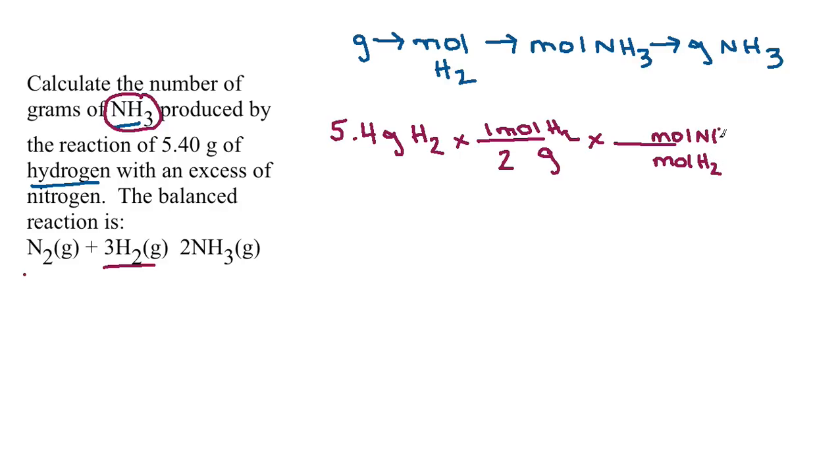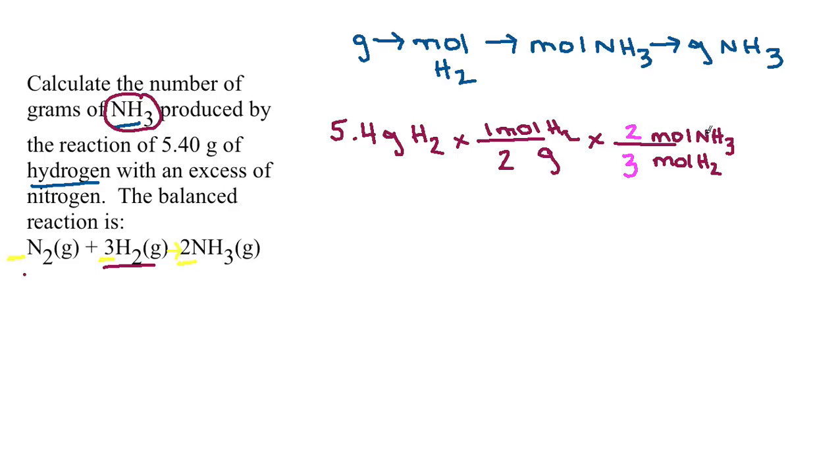And now my mole to mole ratio. Now this is why your balanced reaction is so important, because I'm going to be looking at my coefficients. So notice there's nothing here, so that means there's an implied 1. There's a 3 here and a 2 here. So I'm going to be using those numbers. Sorry, there should be an arrow here, guys. I'm going to be using these numbers in my mole to mole ratio. So how many moles of H2? Well, there's a 3 here, so I'm going to put a 3 there. How many moles of NH3? Well, there's a 2 there, so I'm going to put a 2 there.